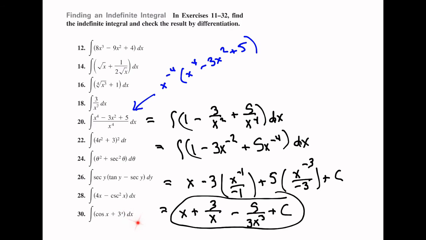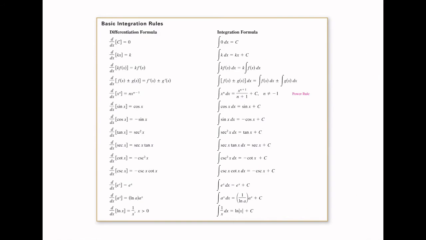Lastly, number 30, if you're trying to integrate, say, 3 to the x, let me show you where you will find that. If you want to integrate 3 to the x, it would be 1 over the natural log of 3 times 3 to the x plus c. So no matter how bad they look, please remember they're not that bad.